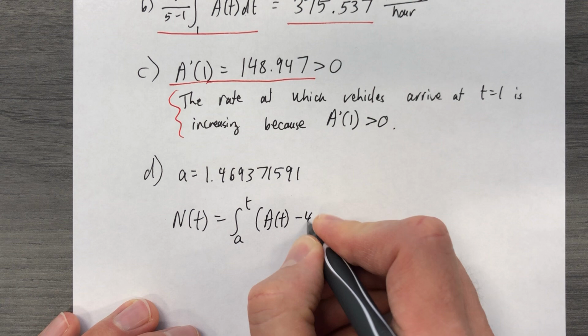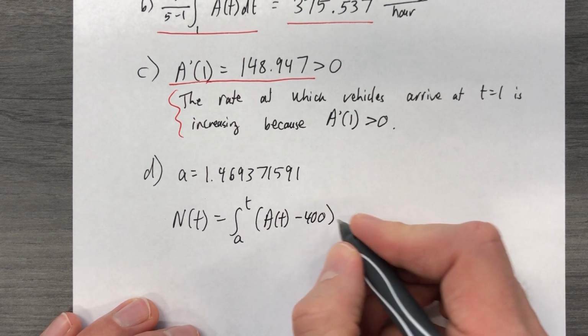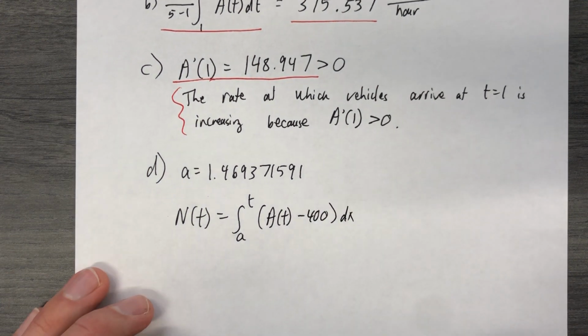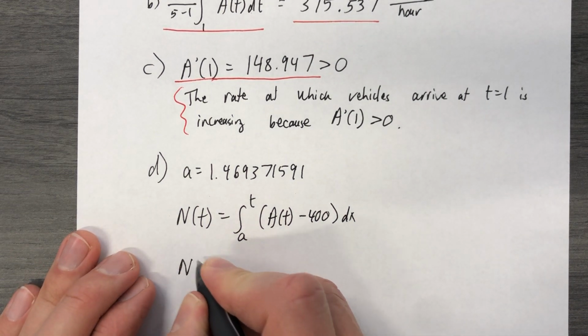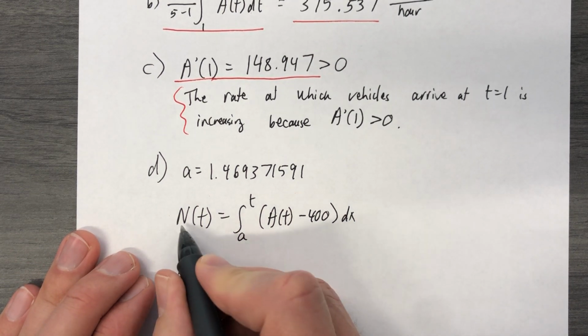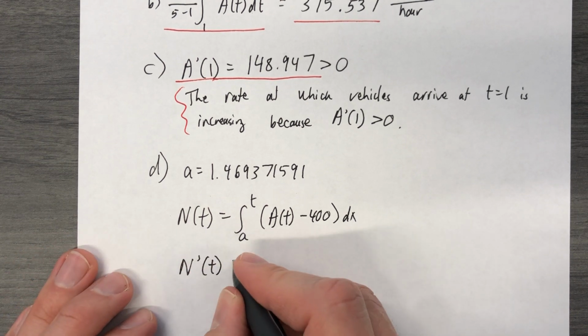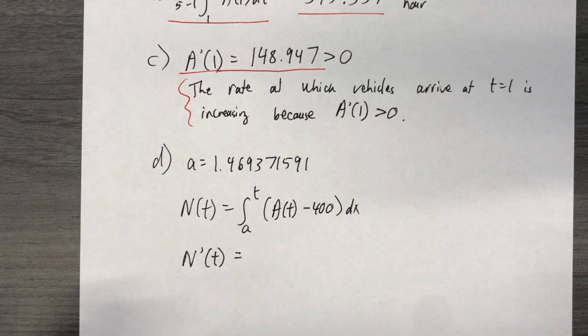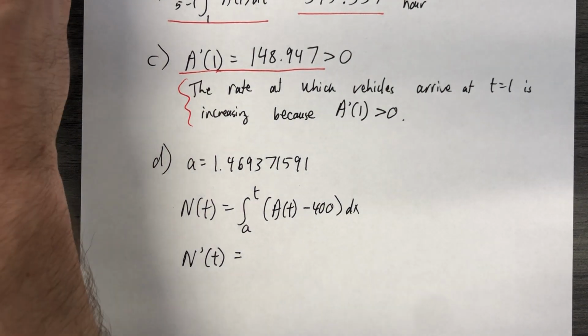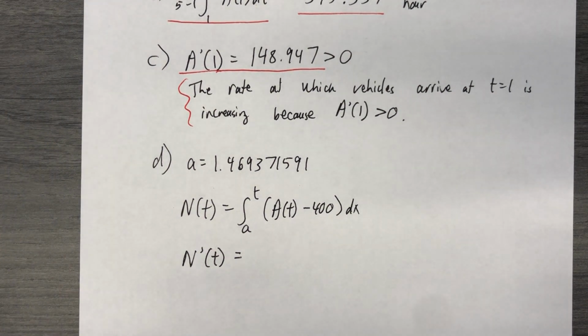A of t minus 400. Now we already know what lowercase a is. That's what we're dealing with. And I need to know where n of t's derivative equals 0. That's going to tell me maximums and minimums. That is going to be very, very handy.